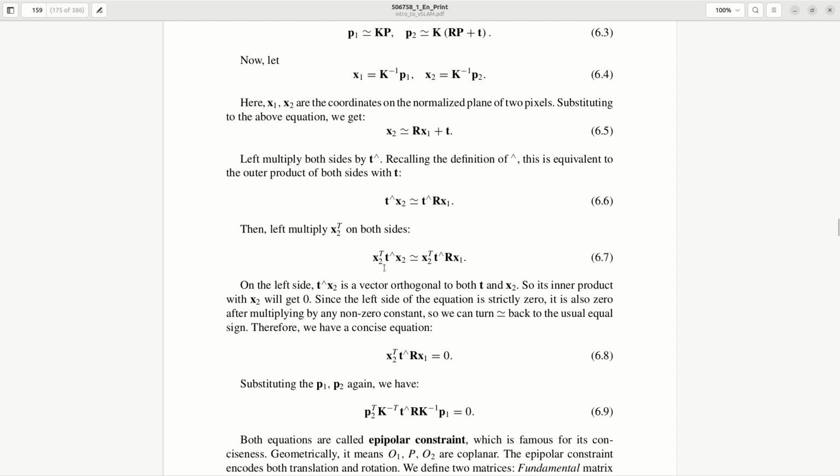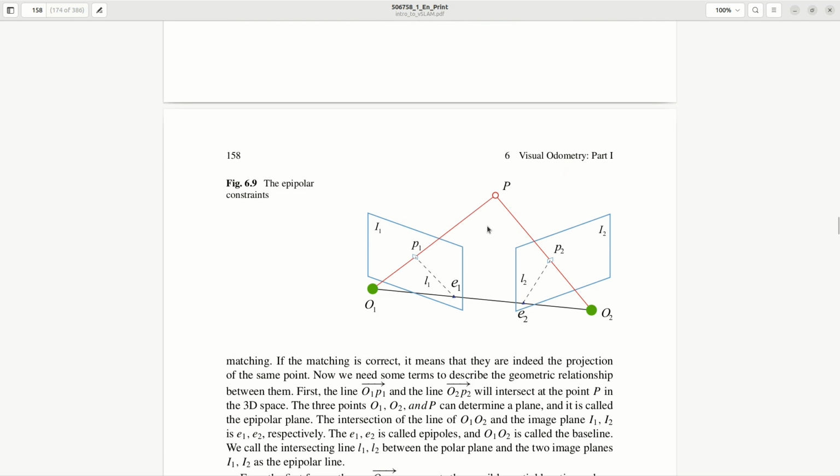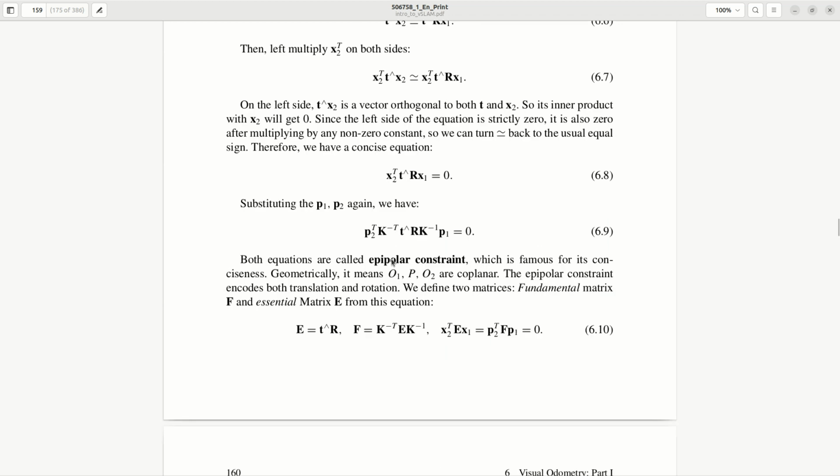So the trick here is that this vector, the plane normal, is actually orthogonal to both T and x2, right? Which makes the left hand side 0, because we're doing a cross product between a vector that is in the plane and its planar normal, right? So this is why we have this equation.